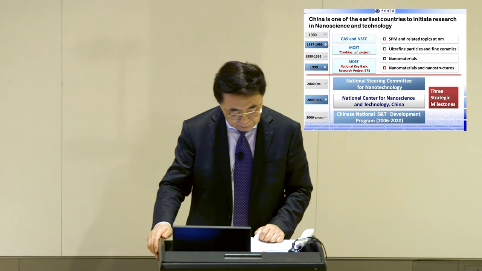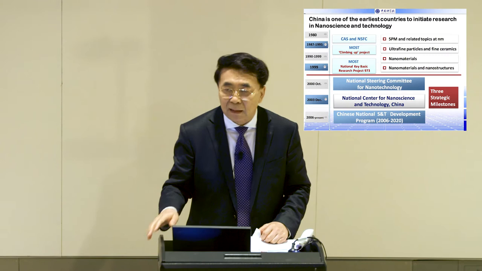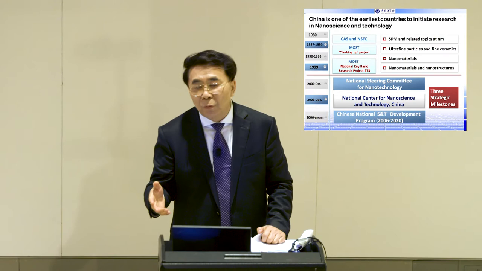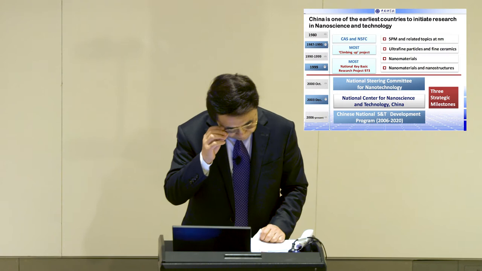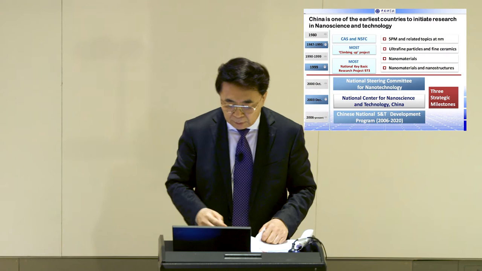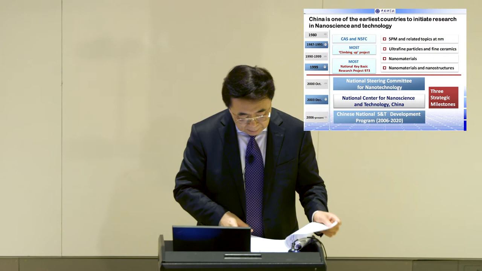For example, in the 1980s, the National Science Foundation of China supported research on the scanning tunneling microscope. As you know, the scanning tunneling microscope is an important tool for nanoscience and technology. At that time, there was no commercially available STM or AFM because it was just an invention. After that, the Ministry of Science and Technology, the Ministry of Education, the Chinese Academy of Sciences, and several funding agencies invested a lot of money in nanoscience and nanotechnology.